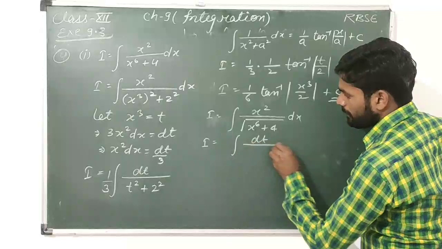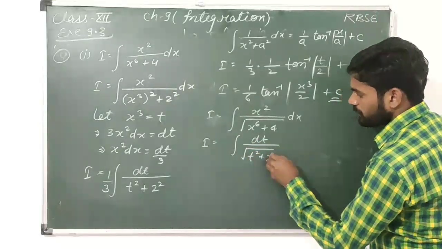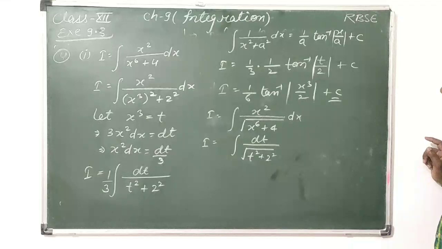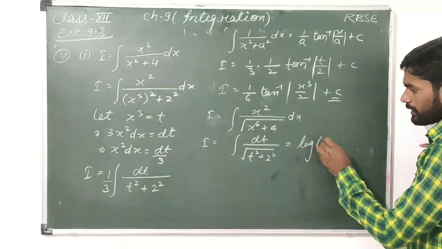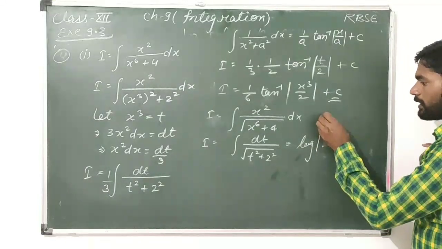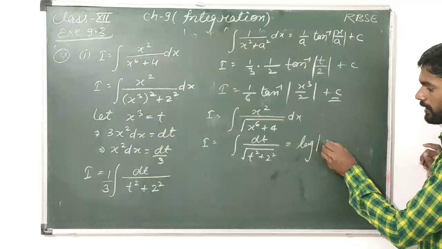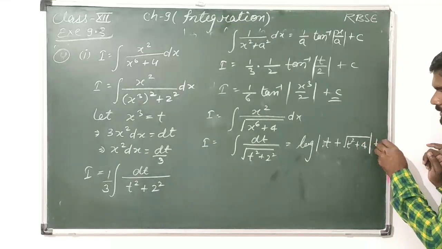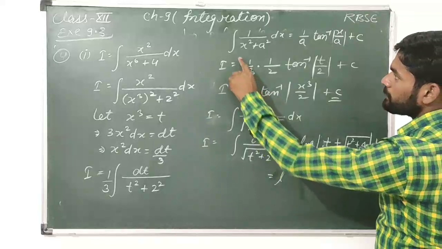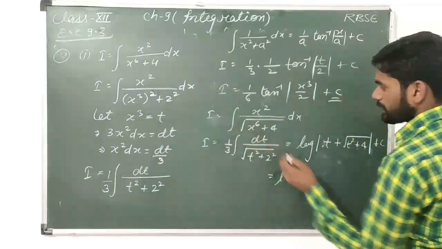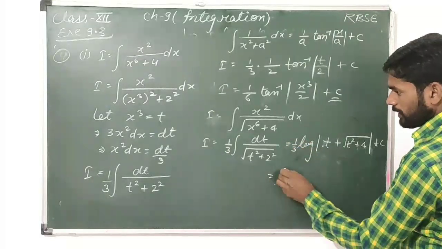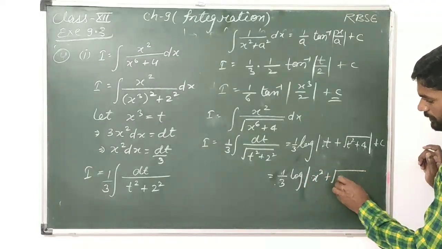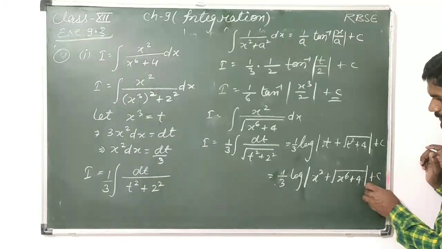dt upon under root t square plus 2 square. So now it is the formation of 1 upon under root x square plus a square. It will become log of x plus under root x square plus a square. x is t, so t plus under root t square plus 4 plus c. Finally, और 1 upon 3 भी था, then 1 upon 3 log t is x cube, x cube plus under root x to the power 6 plus 4, plus c.